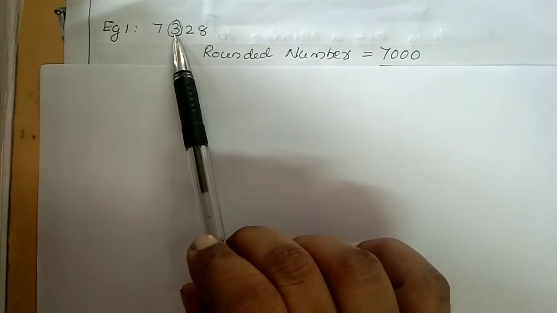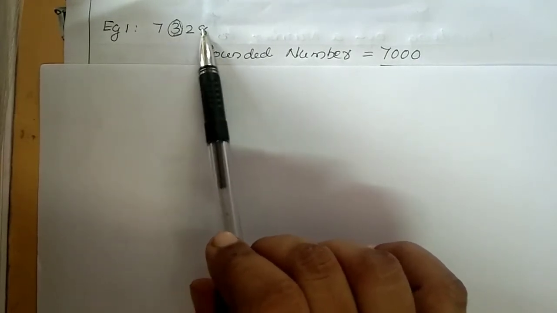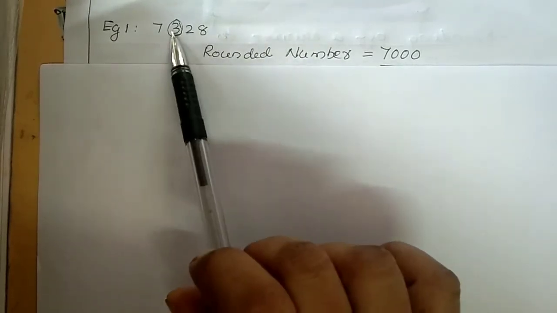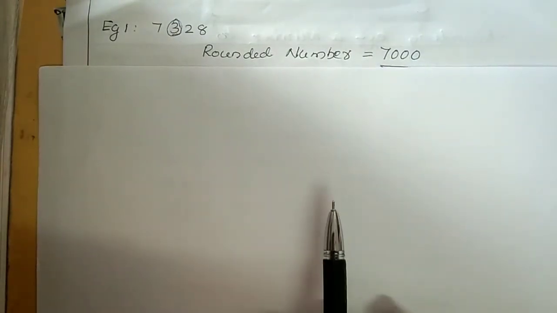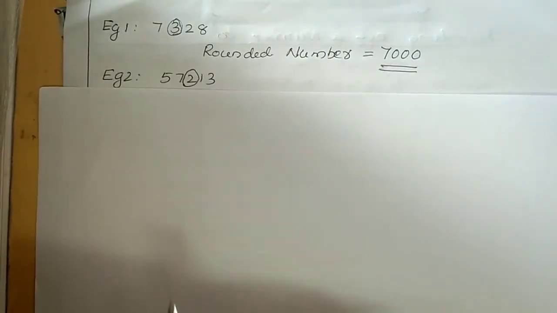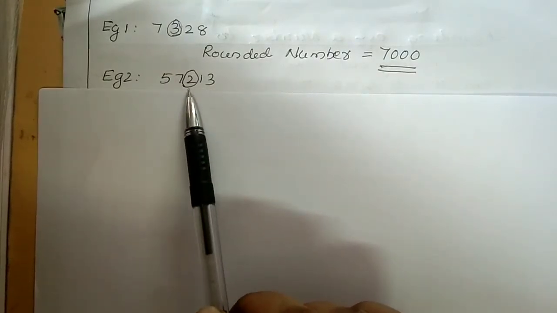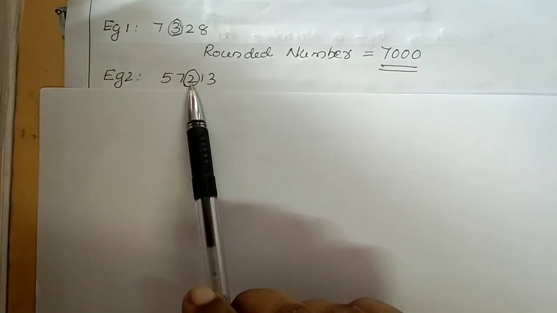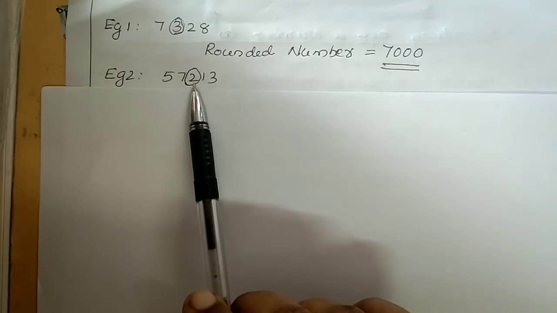That means this 3 is less than 5, so simply you put 3 zeros in the hundreds, tens and ones places. Then the remaining numbers have no change. So the rounded number is 7,000. Another example, 57,230. Here our hundreds digit is 2, which is less than 5.